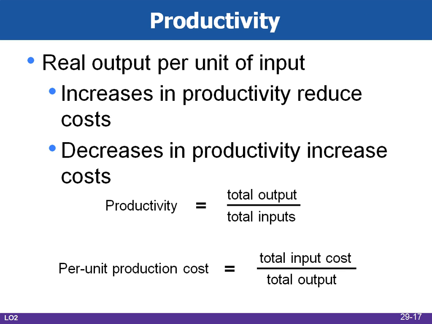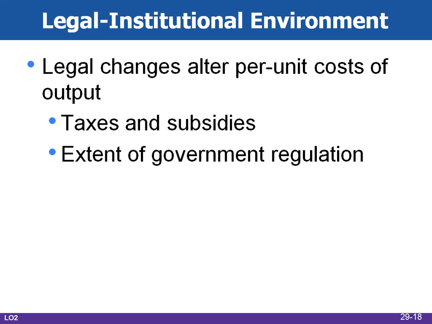A change in the legal institutional environment can change per unit production costs and change aggregate supply. Higher business taxes increase costs for businesses and reduce short-run aggregate supply. Business subsidies lower production costs and increase short-run aggregate supply. It is costly for businesses to comply with government regulation. More regulation increases per unit production costs for businesses and shifts the aggregate supply curve to the left. Deregulation will reduce per unit production costs and shifts the aggregate supply rightward.